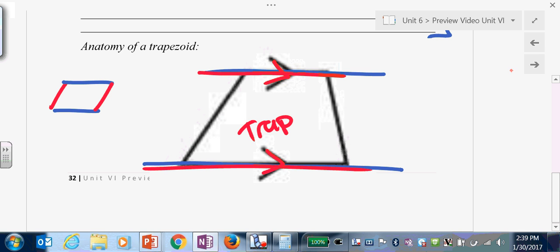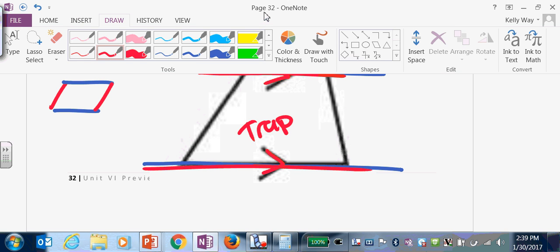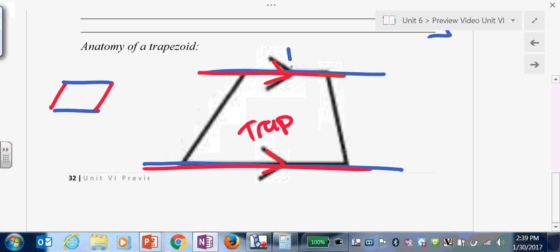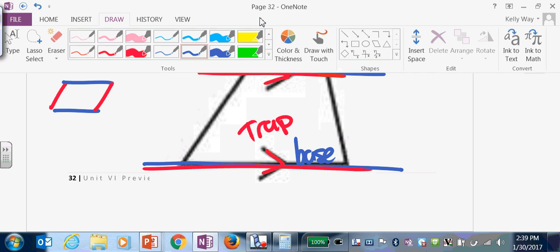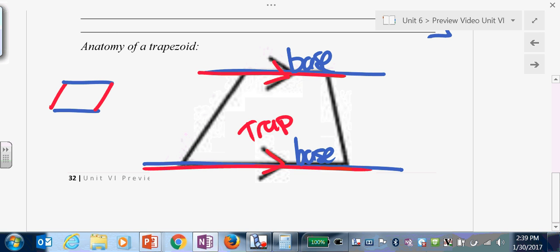Now that trap has some unique qualities. The sides that are parallel are called the bases. Notice there's 2 of them. And then the sides that are not parallel are called legs.